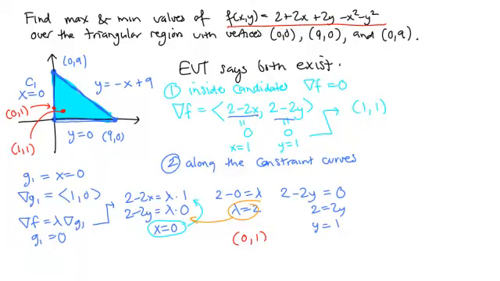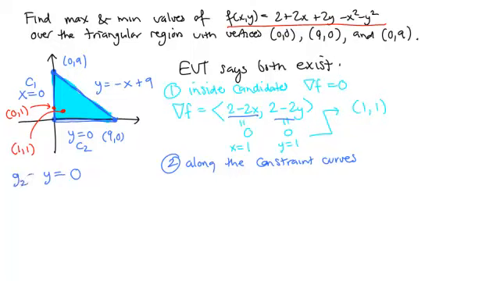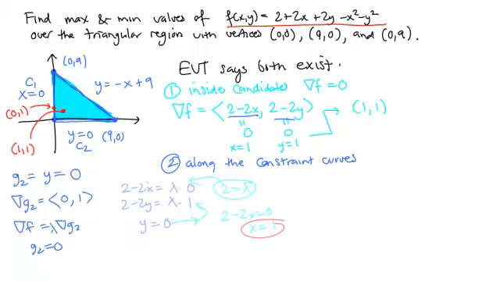Now let's look at the second constraint curve, y equals 0. We could call this the function g2. And so the gradient of g2 will be, well, the derivative with respect to x is 0, the derivative with respect to y is 1. And so if we set up our Lagrange multiplier equations of gradient f equals the gradient of g2 times a lambda, and then g2 is equal to 0, we have the point 1, 0. This point right there. That's the only point on the second constraint where we could have an extremum.